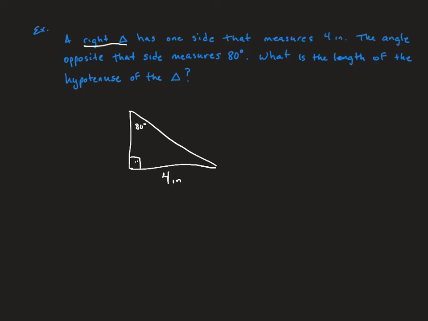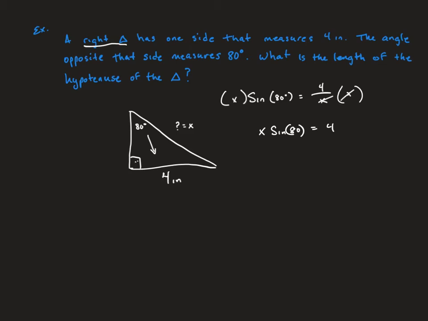Okay, so the hypotenuse right here, and they've given me the opposite, so it looks like I would want to use my sine. Sine of 80 degrees is equal to the opposite, which is 4, over the hypotenuse, which is x. We'll call it x because we don't know it. So then do some inverse operations, right? Multiply both sides by x. So I have x sine of 80 is equal to 4.